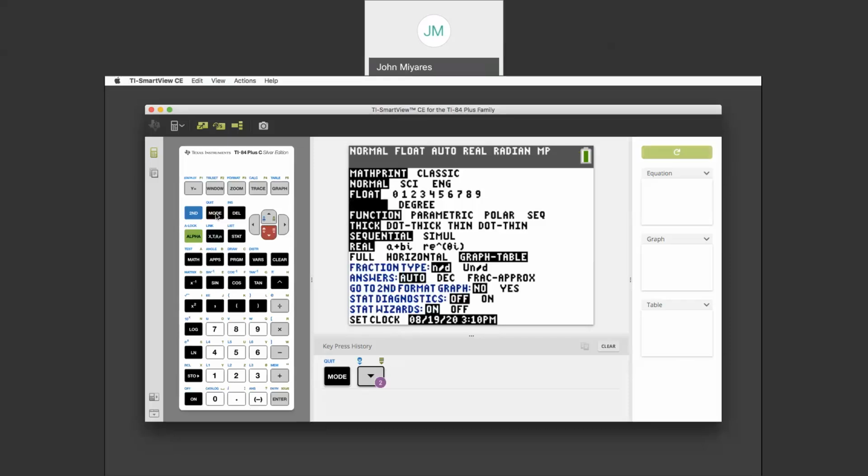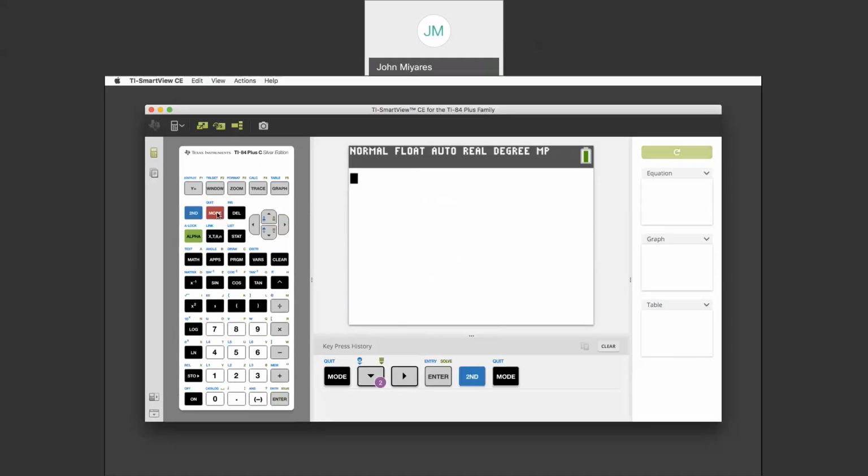By default, the calculator is set up to work in radian mode, but for our purposes in this unit, we're going to be calculating our angle measurements in degrees. So let's switch this up to degree mode by highlighting the word degree and then clicking enter. Once we have this set into degree mode, we can now quit or hit clear. I'm going to hit second function, quit, in order to go back to our home screen.